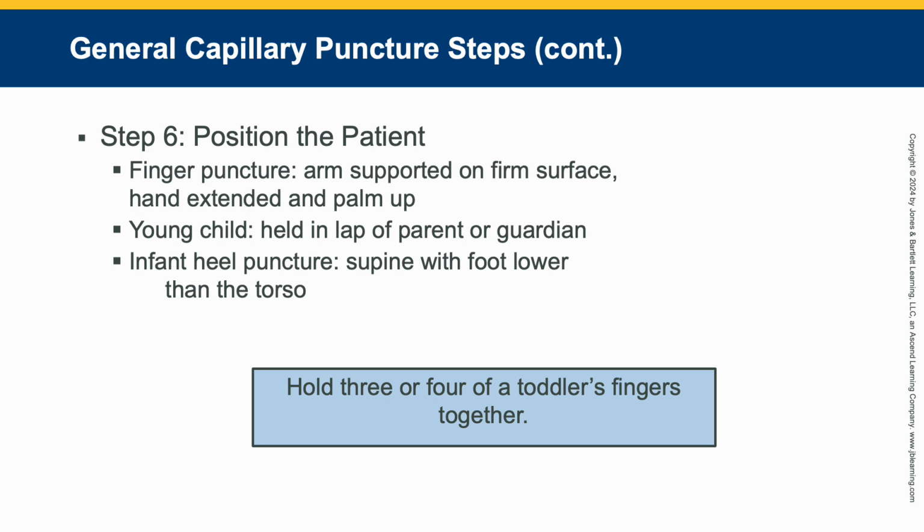If it is a toddler, you are not going to grab just one finger, okay, because they're very wiggly and their fingers are really little. You're going to hold 3 or 4 of their fingers together. Are you going to stick 3 or 4 fingers? No. We are only going to stick one, but you hold them together at the same time so that you can get a little grip on their little bitty fingers.